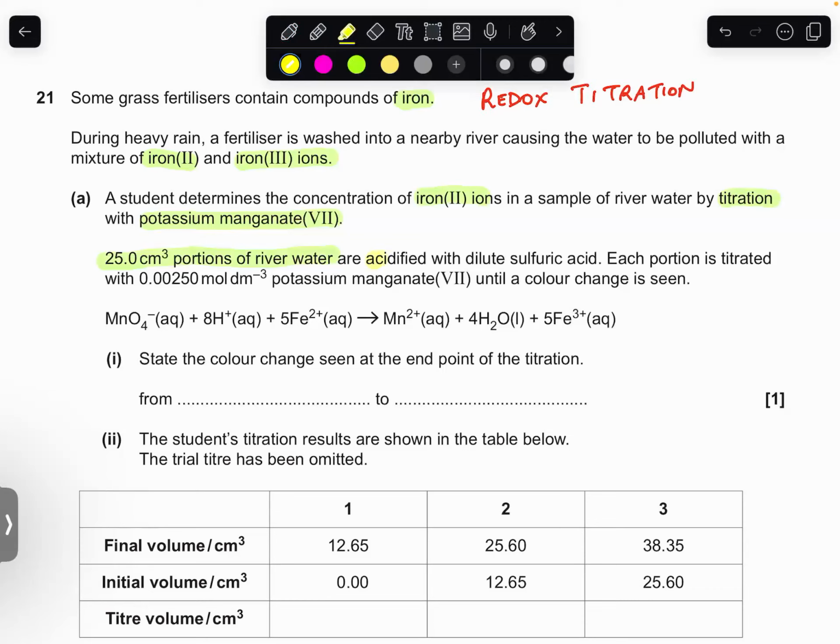Now, we need those acidic conditions, as you can see in the equation. It's acidified with dilute sulfuric acid. Each portion is titrated with this concentration of potassium manganate until a color change is seen. First question is asking you, what is the color change that is seen at the end point of the titration? It goes from a clear, colorless solution to a pale pink, a very faint pink.